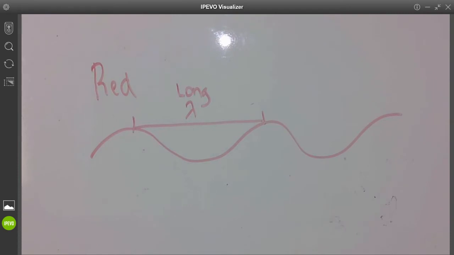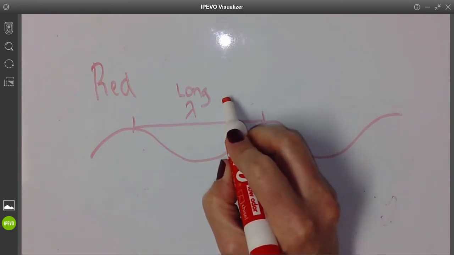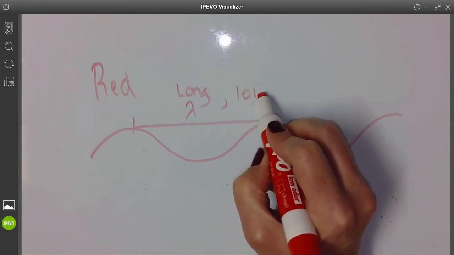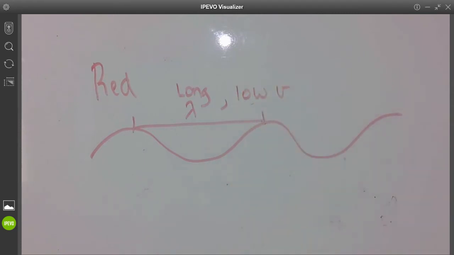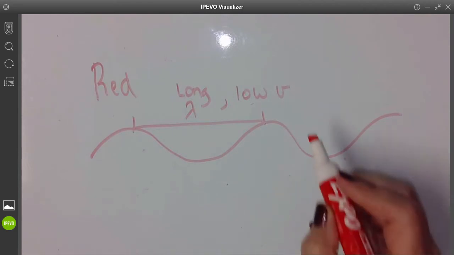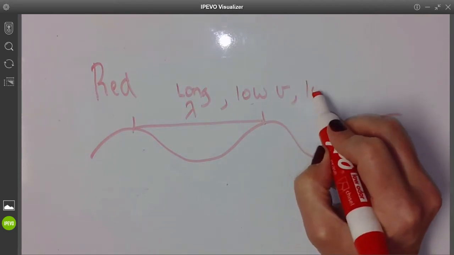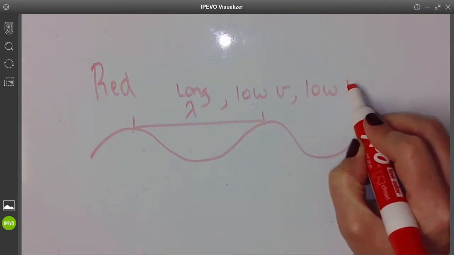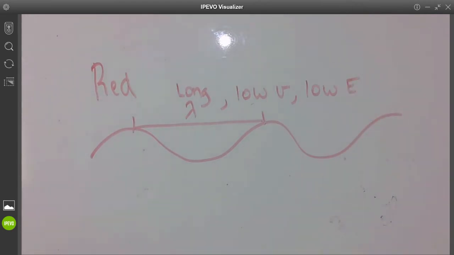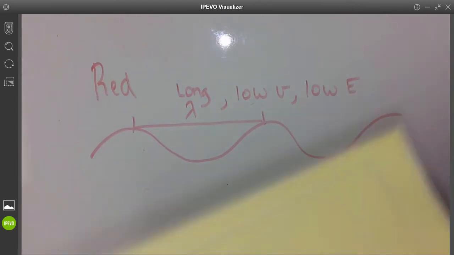So if there's a long wavelength, then we know that it has a low frequency, and frequency and energy are directly related. So if there's a low frequency, there's a low energy. All right, so that's our first photon of light. Let's look at the next one.